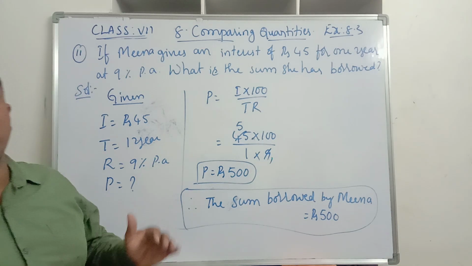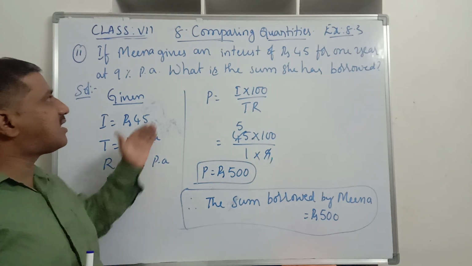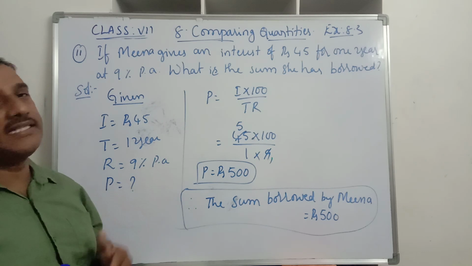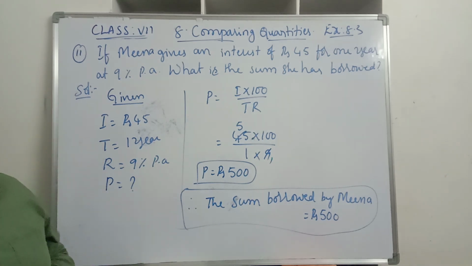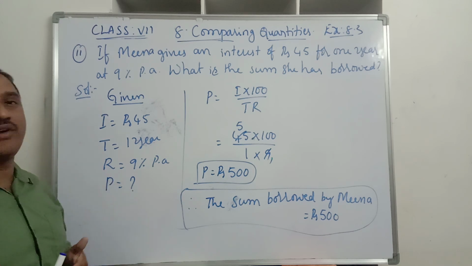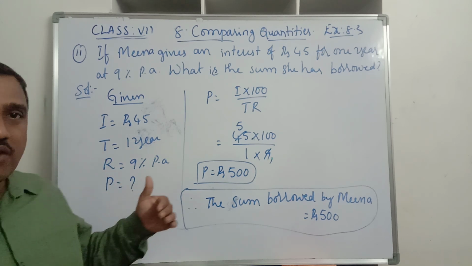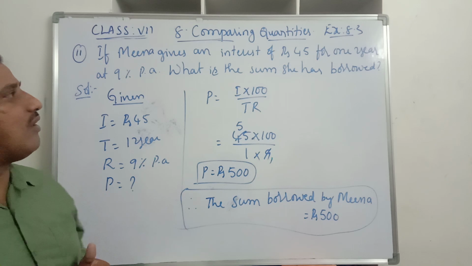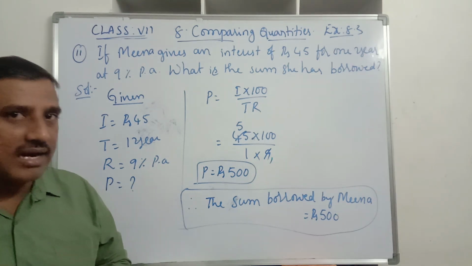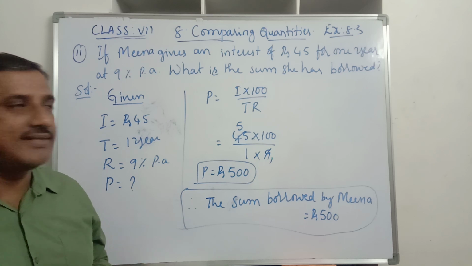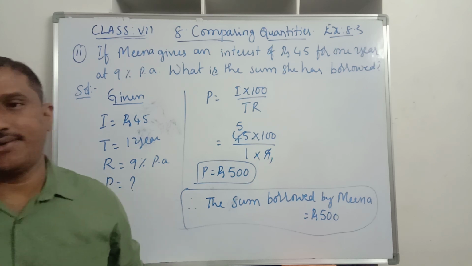So is it clear, children? So we learned here, in the sum, how to find the principal. You may have sums to find the time period, or sometimes they ask you to find the rate of interest. I gave you different formulas. Use those formulas for the given situations and find the required things. Is it clear, children? Yes.